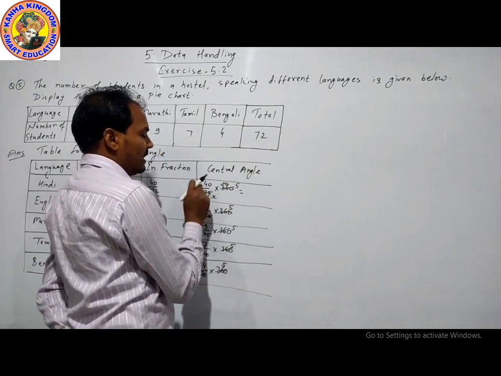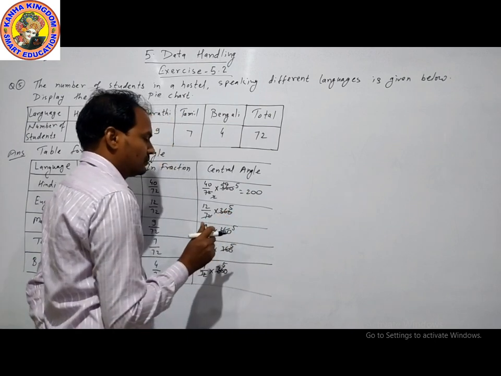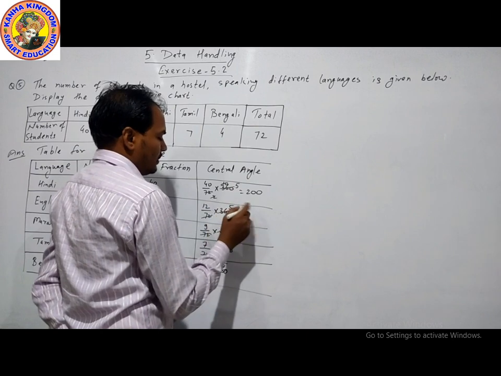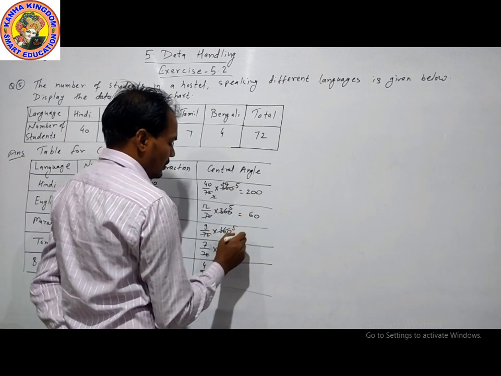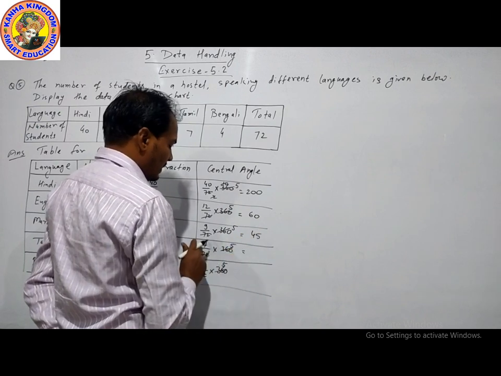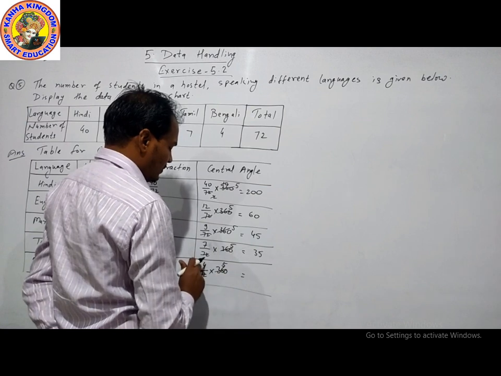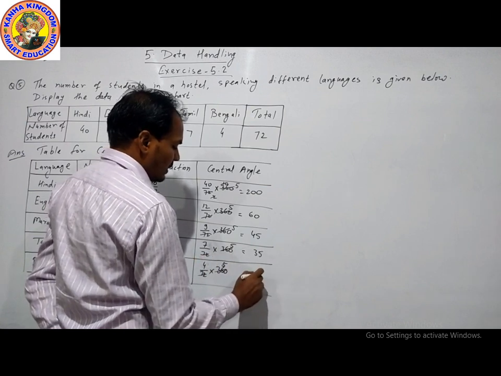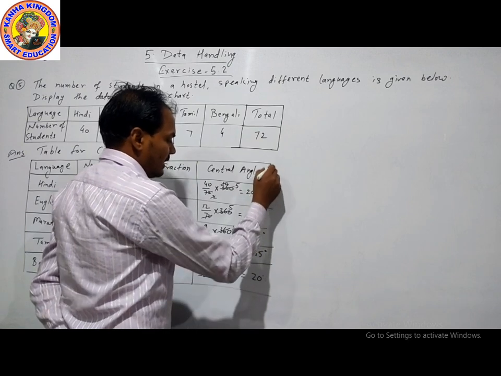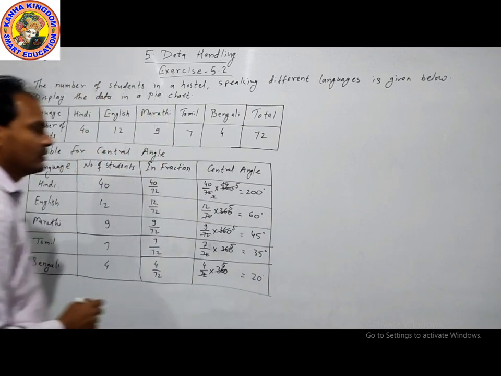Now 5 into 40, 200, 12 into 5, 60, 9 into 5, 45, 7 into 5, 35, 4 into 5, 20. These are our central angles.